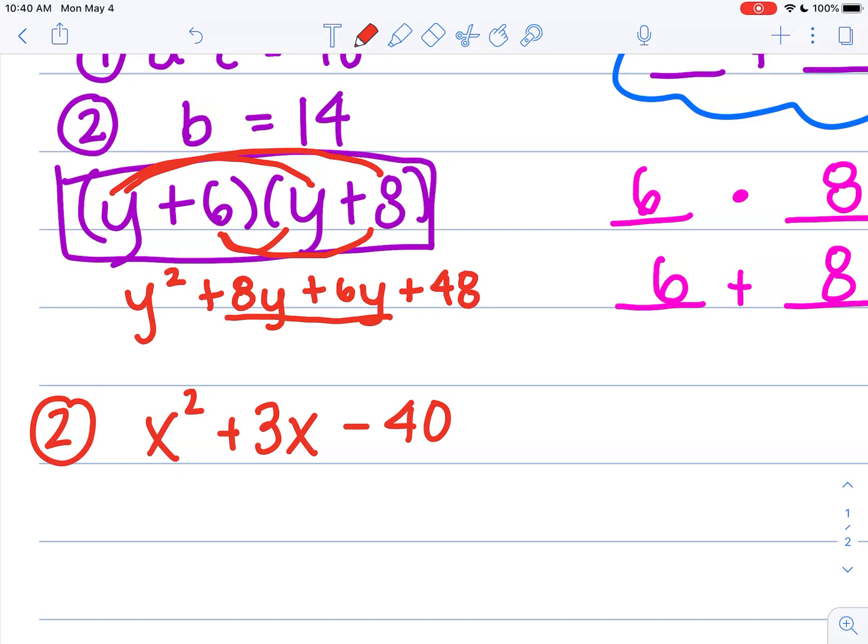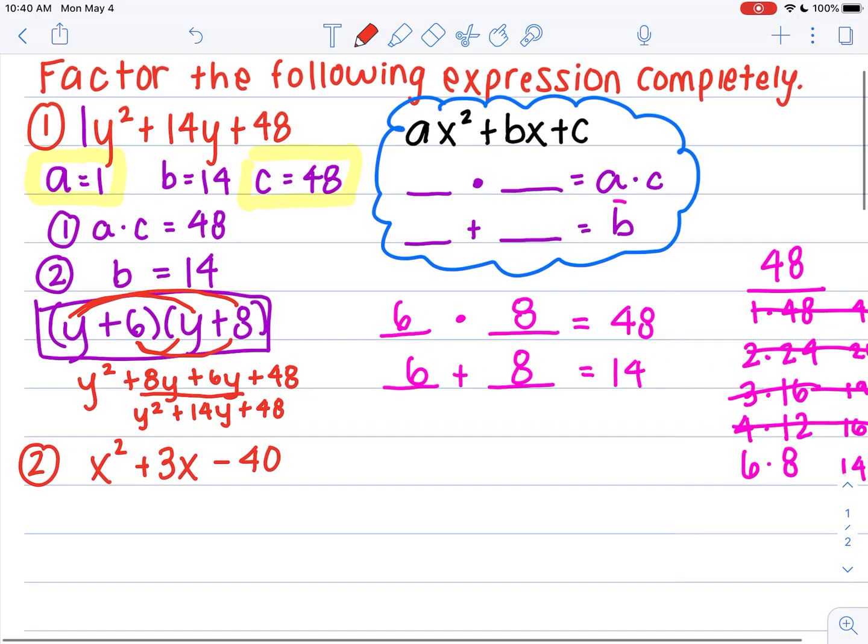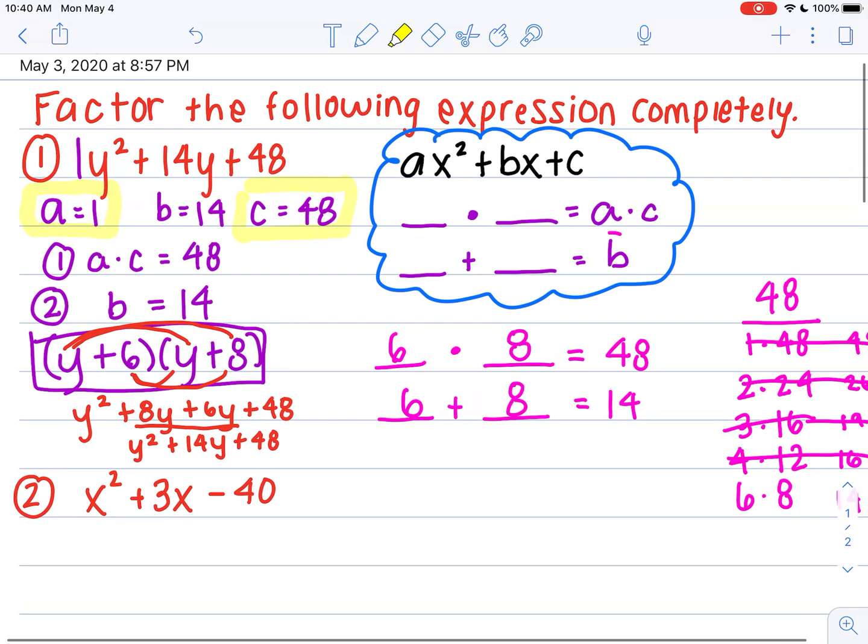Now, do you see how we can combine like terms? I can't combine anything with y squared, so that's y squared. 8y plus 6y is 14y plus 48. Do you see how this matches our original problem? So we're not changing anything, we're just rearranging things, okay? So it's asking to factor. When it asks to factor, this is what we do, okay? When the problem looks like this, this is what we do.